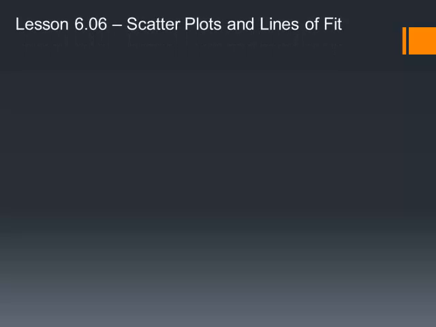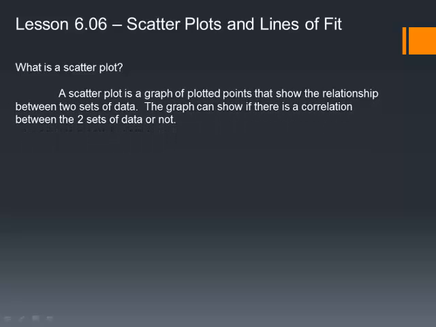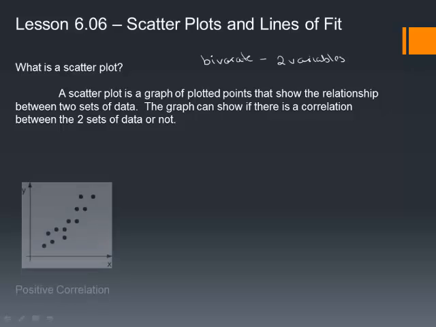Lesson 6.6, Scatter Plots and Lines of Fit. First, we want to talk about what is a scatter plot. A scatter plot is a graph of plotted points that show the relationship between two sets of data. When we have two sets of data, that's known as bivariate data because there are two variables. And the scatter plot can help to show if there's a correlation between those two variables or not.